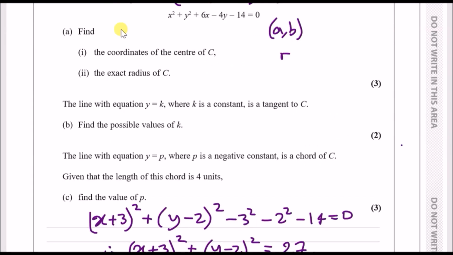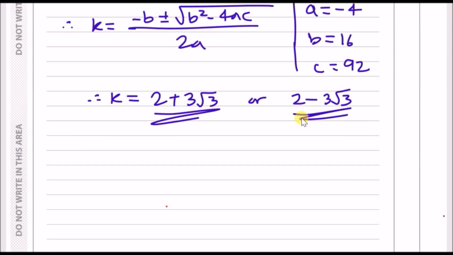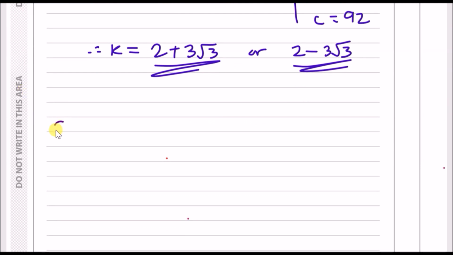And finally, it says that the line with equation y = p, where p is a negative constant, is a chord of C. And given that the length of this chord is 4 units, find the value of p. Okay, so I think it's better we have a visual understanding of this. So what I'll do is try and graph this visually. So let's try and plot this.